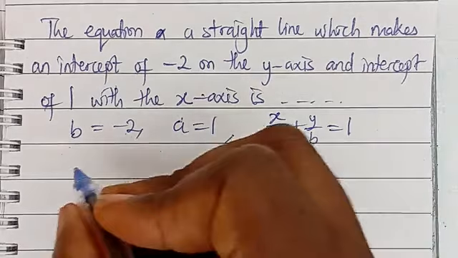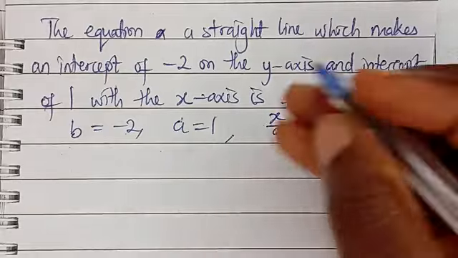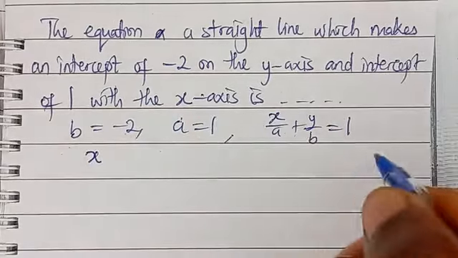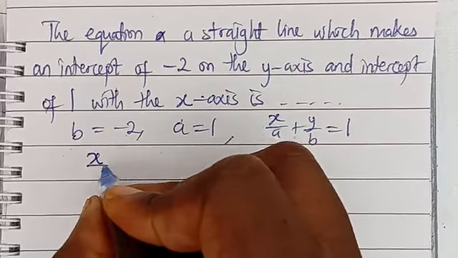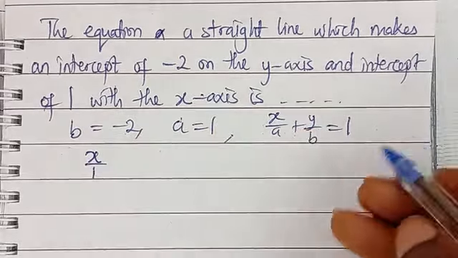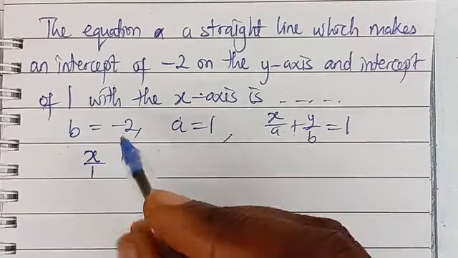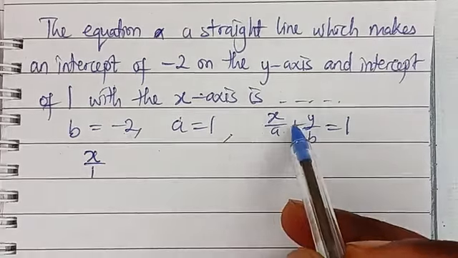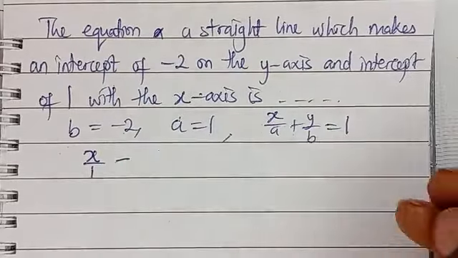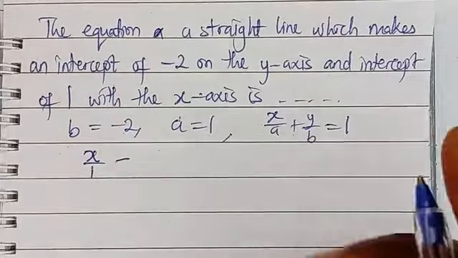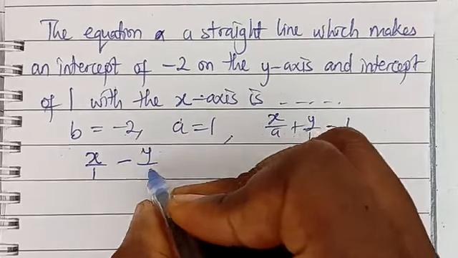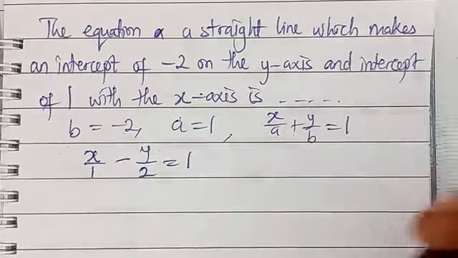Okay, so we substitute immediately. We have that the equation will be x over a, which is 1. So instead of plus, we are going to have negative, because this negative times this plus is going to give us negative. So we don't go over the points again. Negative y over b, which is 2, equal to 1.